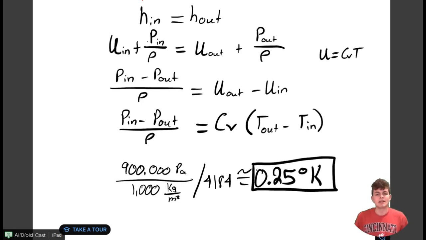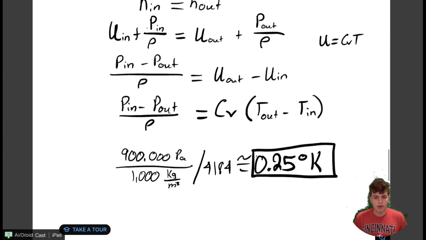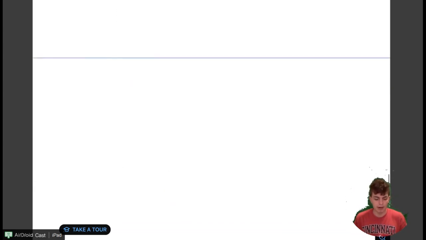And that makes sense. We wouldn't expect a drastic change in pressure to drastically change our water temperature. However, this is still going to change the temperature to some extent, which isn't something that is always intuitively present to a non-chemical engineer. Now, let's go ahead and talk through another example here.